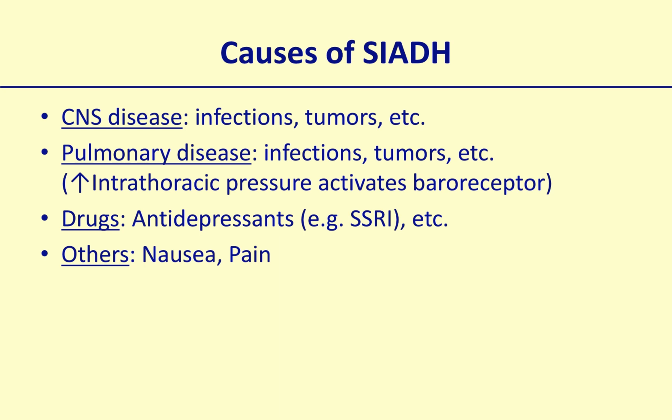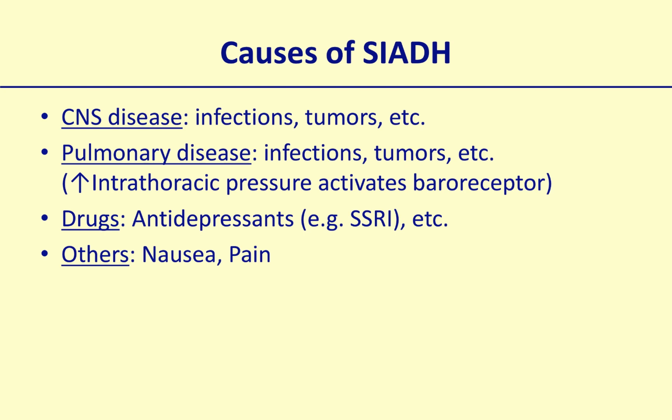So if something is interfering with that, ADH could be produced in large amounts. Second group of causes is pulmonary problems like infections such as pneumonia, tumors, lung cancers, and certain cancers such as the small cell actually produce ADH directly. The cells produce ADH.